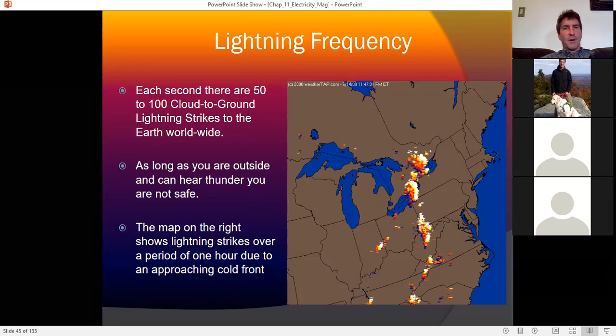Each second, there are 50 to 100 cloud to ground lightning strikes on the earth worldwide. This is really cool. You can go to these different weather sites. This is weathertap.com, and they will tell you where the lightning strikes are taking place. And what you'll notice here is they'll even tell you the polarity of the different strikes. Like here, if you see a positive charge, that's a positive lightning strike. It doesn't mean it's a positive giant, it just means that it's a positive strike. Most of the discharges, as you can see, are negative.